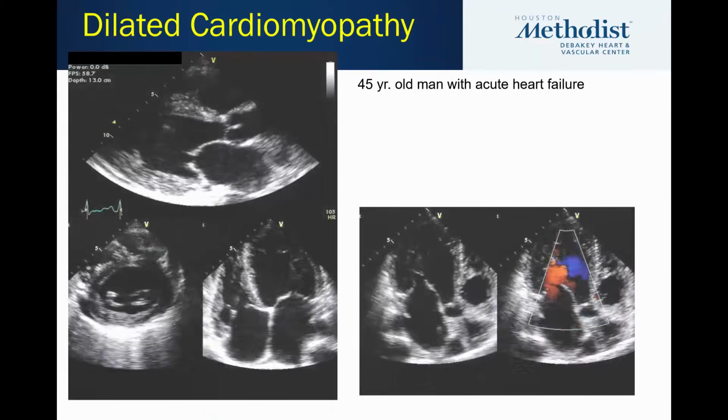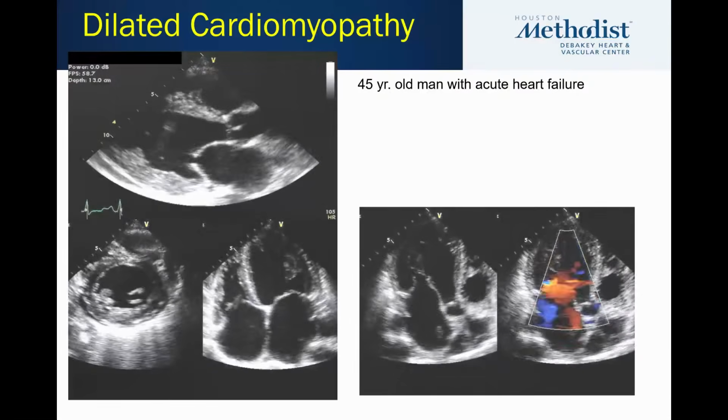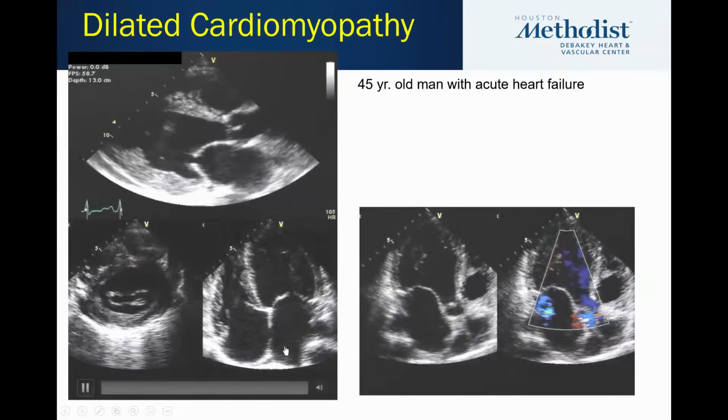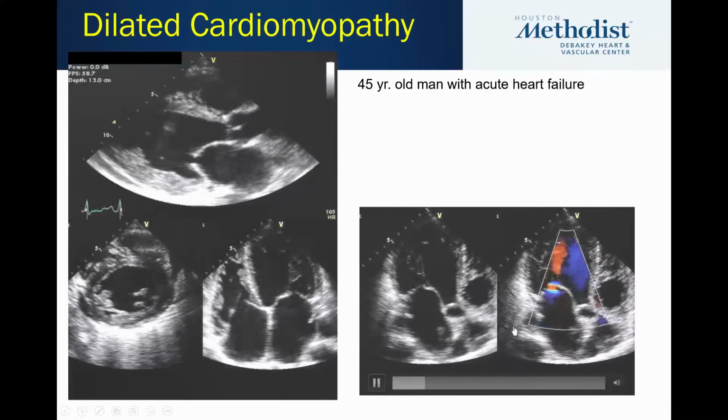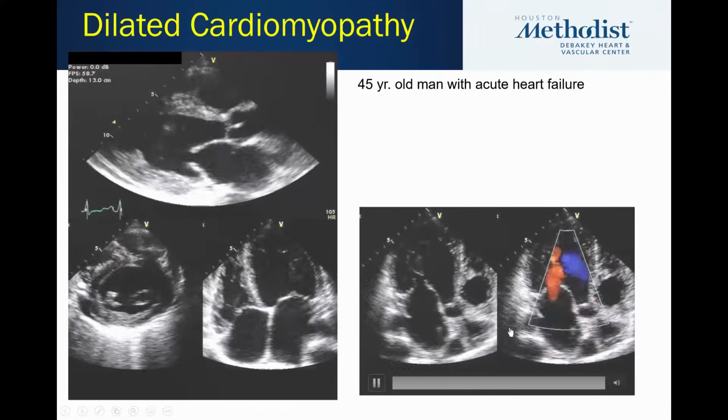Here we have another big heart that doesn't contract well. In this case, the RV is also affected. As you can see, the RV function is not the best either. And the two atria are dilated. There is some functional mitral regurgitation. So it's a 45-year-old man.